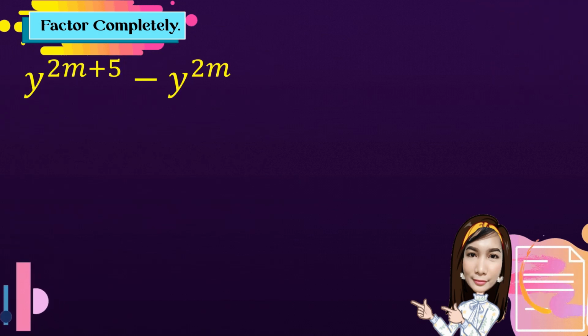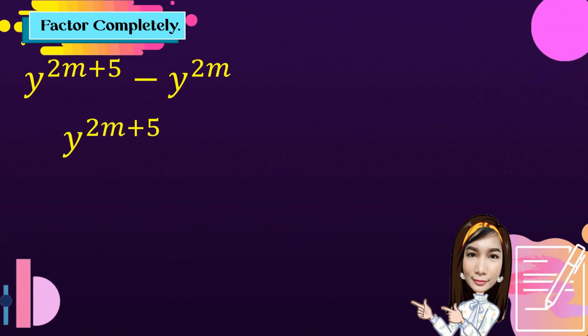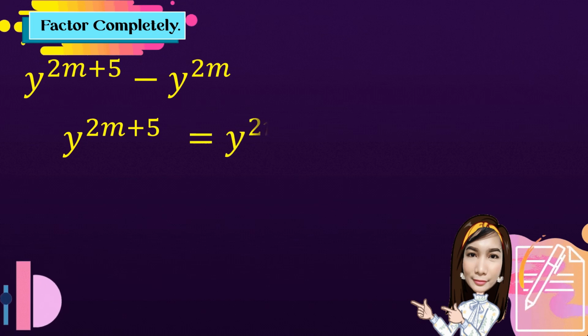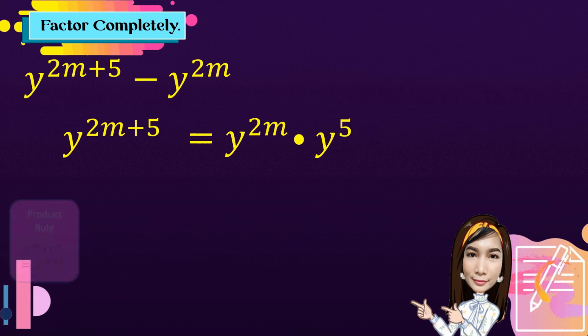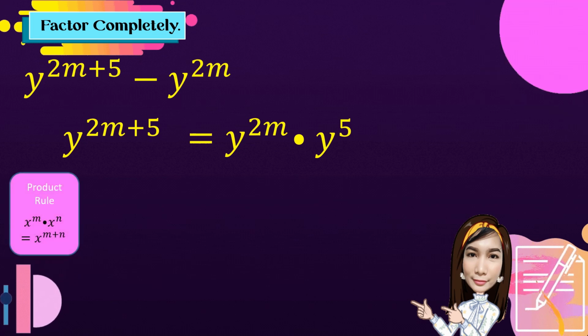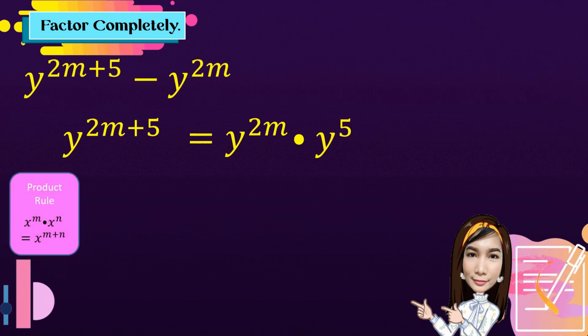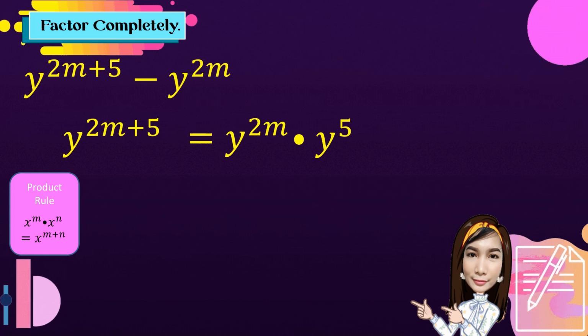Moving on to the next example, we have y raised to 2m plus 5 minus y raised to 2m. Now let's start with the first term, y raised to 2m plus 5. That is equal to y raised to 2m times y raised to 5. Based on the product rule, as you can see, if we have the same base and we add the exponents, we can expand it as y raised to 2m times y raised to 5.